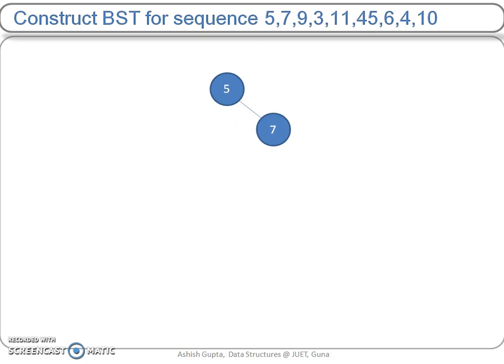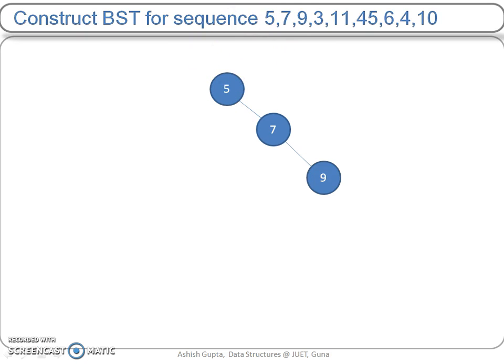The next node is 9. Insertion always starts from the root. The 5 is the root here, so 9 should go to the right of 5, and then 9 should go to the right of 7 also. So now 9 would be connected to the right of 7. Okay. The next node is 3.